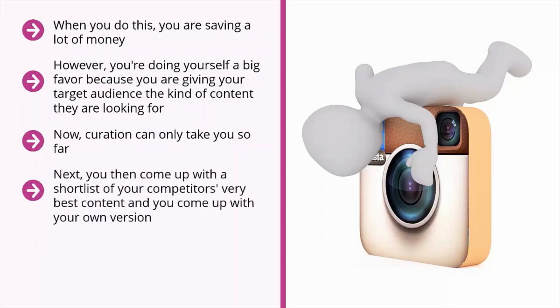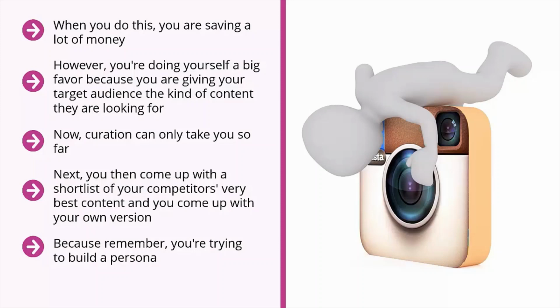Next, you come up with a short list of your competitors' very best content and you come up with your own version. This version has to be so much better that it's obvious. This is the key. This is what will put you over. Because remember, you're trying to build a persona. Up to this point, when you curate, the only persona you're building is that you're just part of the niche. Your brand is just another face in the crowd. You want to get over. You want to come up head and shoulders from the rest. How do you do this?